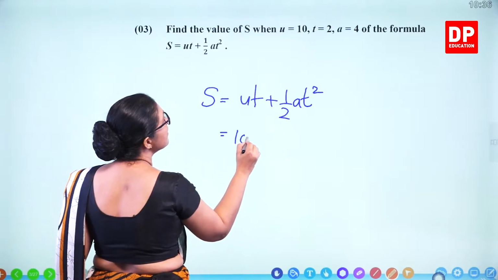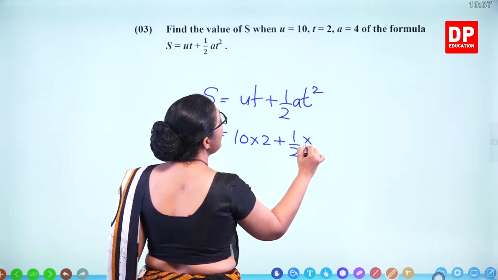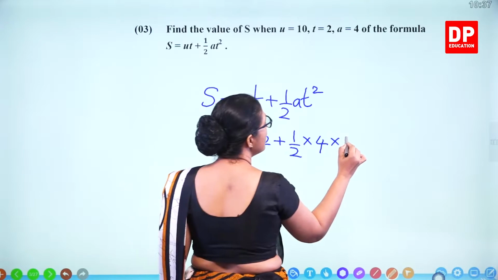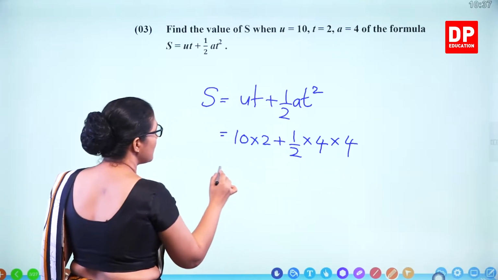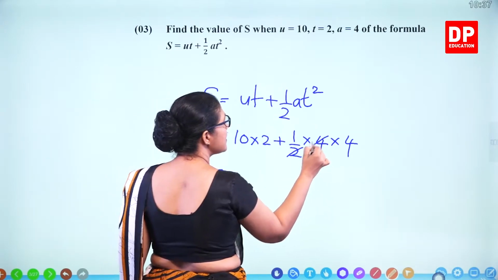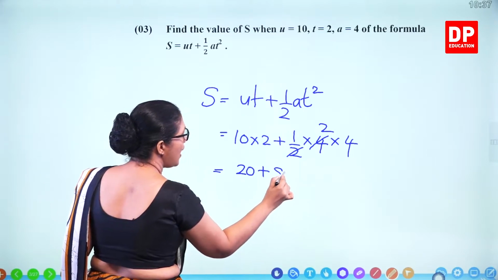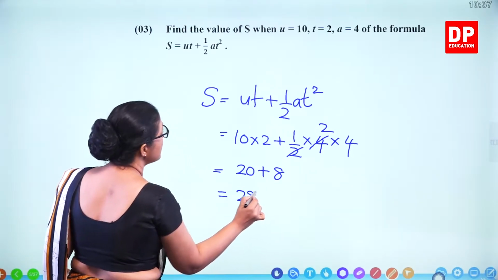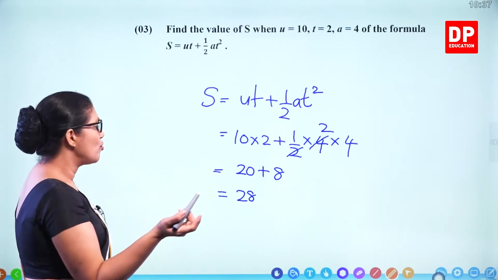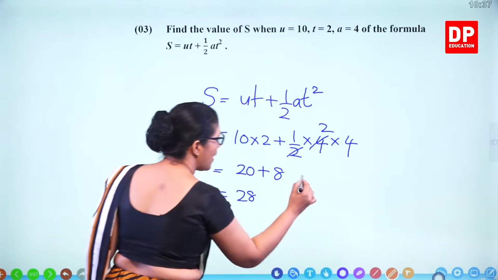u is 10, t is 2, so 10 times 2, plus half, a is 4 and t is 2. 2 squared, you can write 4. Now, according to BODMAS, you can do the multiplication separately and then simplify. You get 20 here plus 4 times 2, which is 8. So 28 is the distance traveled. Here units are not given, so you can just write 28. 2 marks for that.